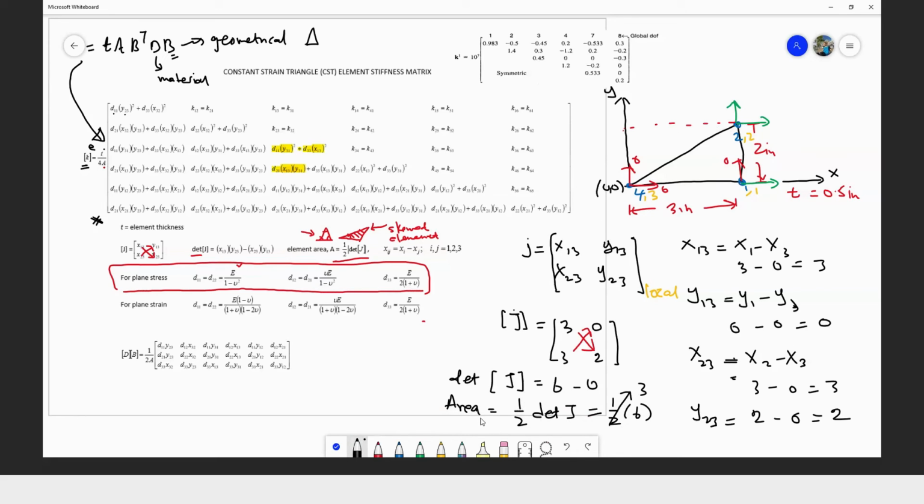Since the next element has the same dimension, you can say that the area for element number 1 is equal to the area for element number 2. So if you write it like this, we still can accept your answer. So we're done with the calculations of area, which is information we need in our K matrix.